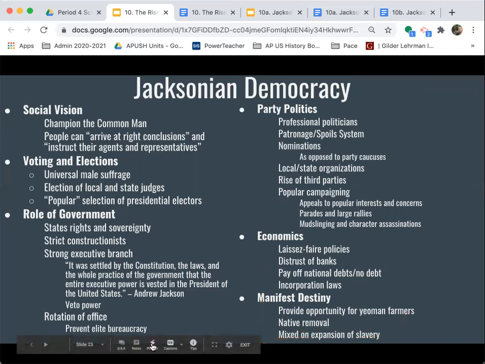I'll talk about in class on our live session the nullification crisis, which gets crazy. America almost has a civil war. Jackson's war on the bank, as well as some of the legacies of his presidency. So I hope that was helpful.